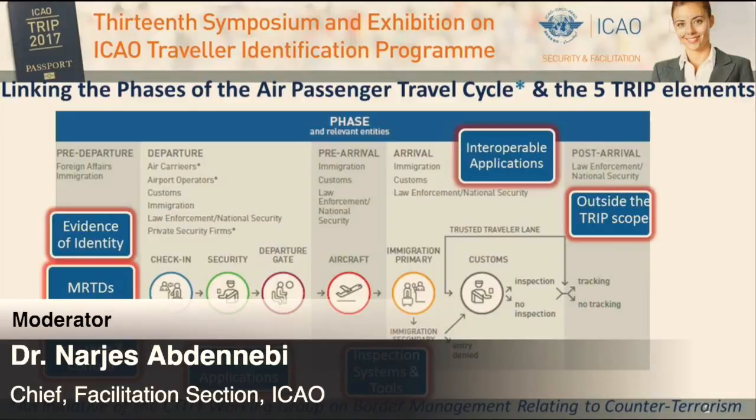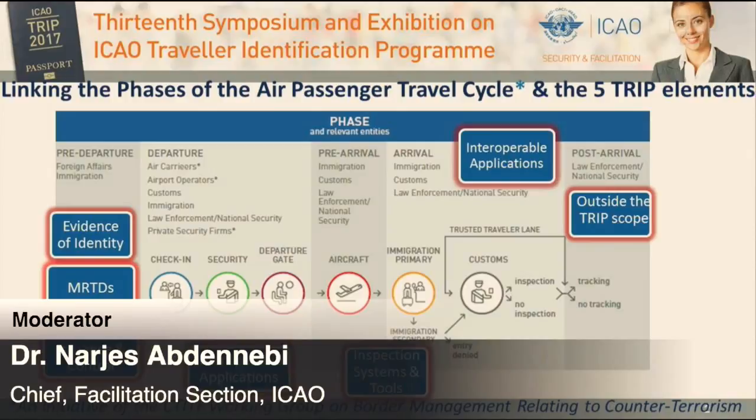Developed by the Counterterrorism Interagency Task Force, and ICAO is part of this UN committee. We are, in fact, 38 UN entities participating in that, and we have participated, of course, in the elaboration of this air passenger travel cycle.